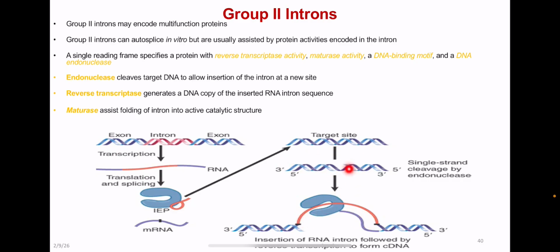Because it is inserting itself into a DNA, but it itself is actually an RNA. So it has to convert the RNA to a DNA sequence, and converting RNA to DNA is going backwards, because normally we move from DNA to RNA. Transcription actually moves from DNA to RNA, so moving from RNA to DNA is reverse transcription, and the enzyme is a reverse transcriptase. So after doing everything, the maturase part will assist the folding of the intron.